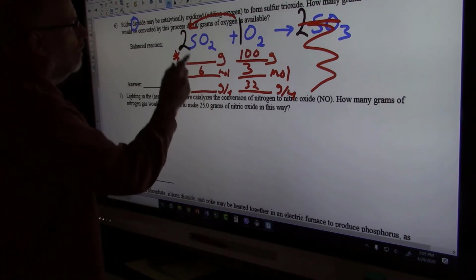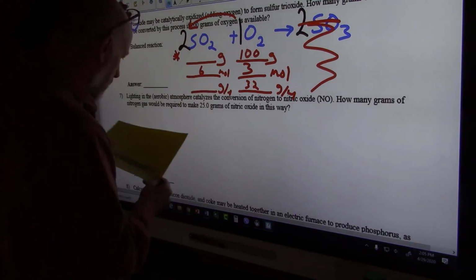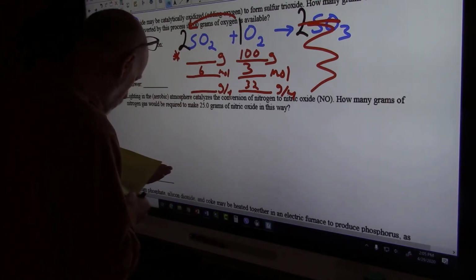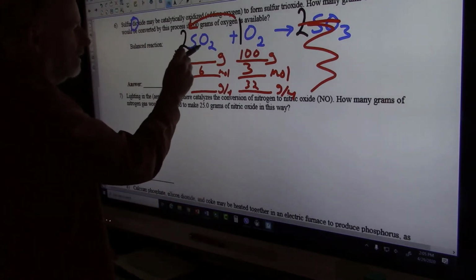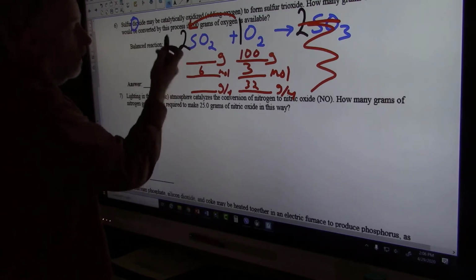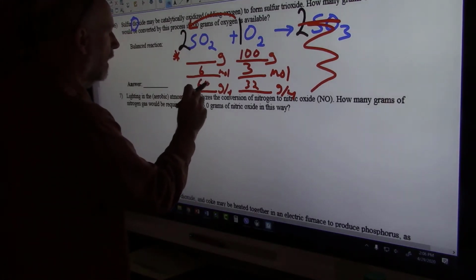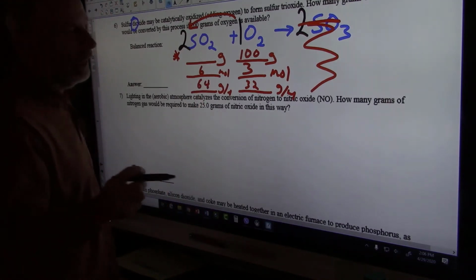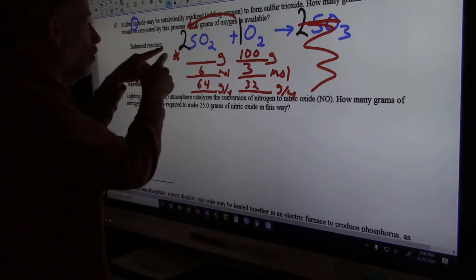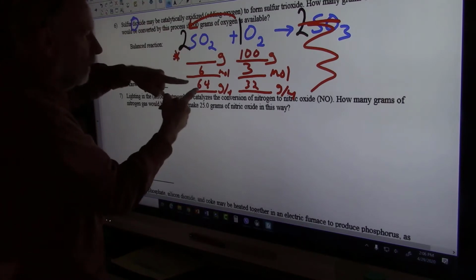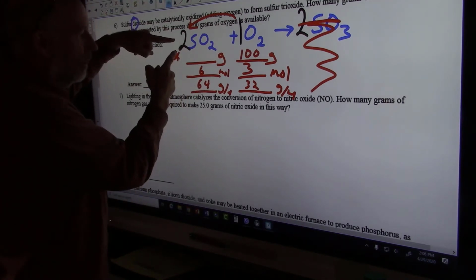Questions ask for how many grams. I need the grams per mole of SO2. Sulfur is 32. Oxygen 16. 16 plus 16 is 32. Sulfur is 32, so that's 64. What a weird coincidence. 64 grams per mole. One more time. I hate to say this again and again, but do not use the 2 for calculating molar mass. Don't use the coefficient.